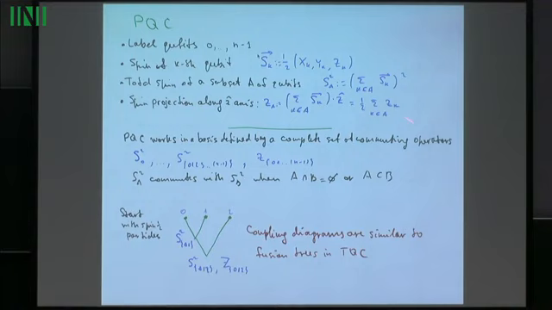PQC essentially works in a basis defined by a complete set of commuting operators of this kind. When you look at them, it will strike you that for arbitrary subsets, these operators need not necessarily commute. But we will pick these operators in a way that they will be commuting. And when does this happen? Well, a sufficient condition for two operators to commute is when the intersection of A and B is empty, or the indices in A are all fully contained in subset B.